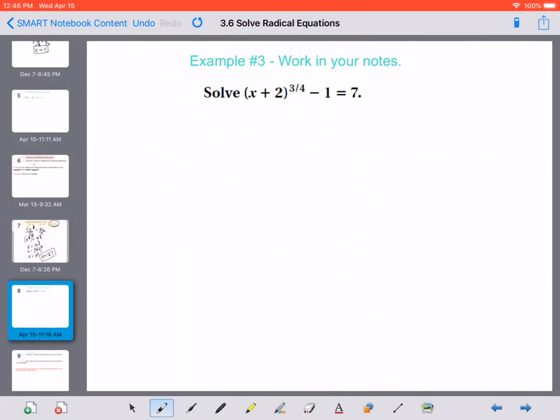Okay, going on to this one, I would like you to push pause, write this problem down, work it in your notes, and then be ready to enter that into the lesson check.